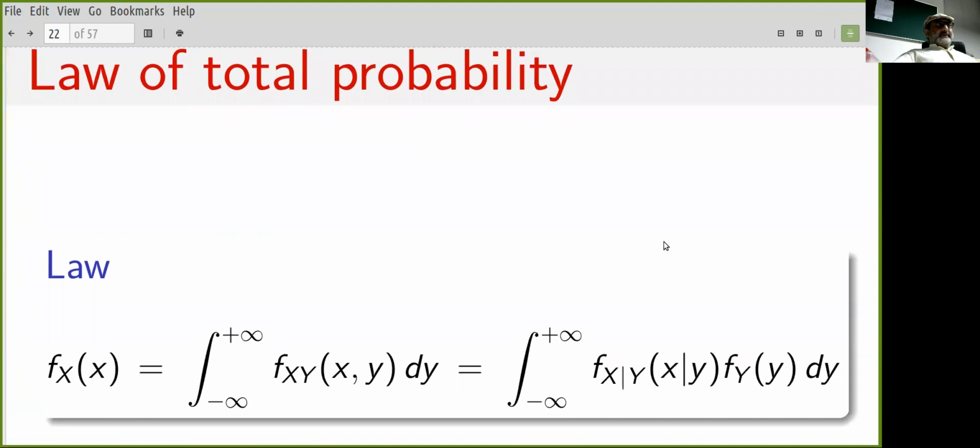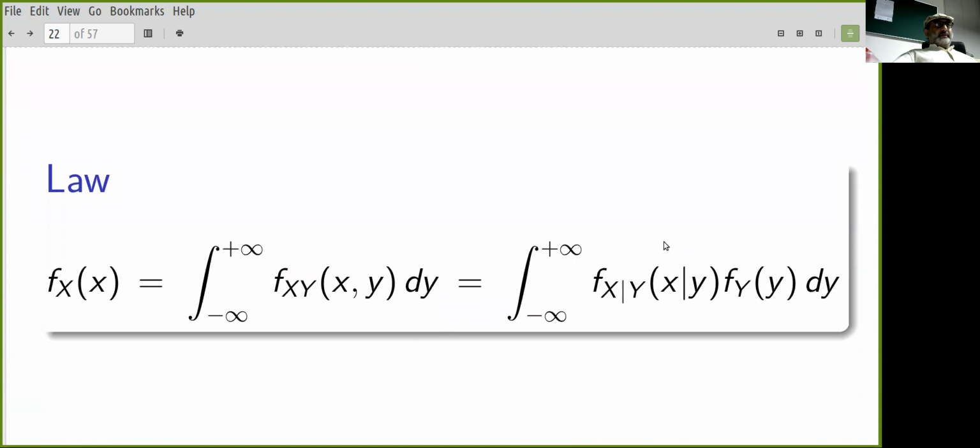Law of total probability. You can find the marginals from the joint PDF for x and y. So the marginal for x can be found from the joint PDF for x and y by integrating out y from minus infinity to plus infinity. Now, if we use that multiplication rule, this is the same as integrating y from minus infinity to infinity, and the integrand is the conditional for x given y times the marginal for y.